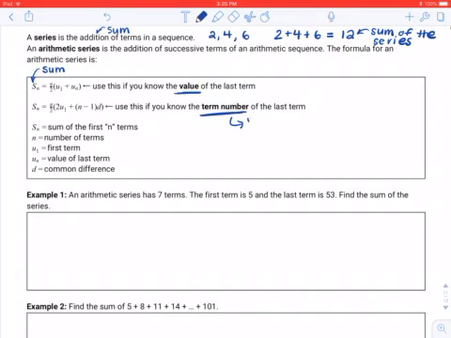So for example, if we were looking for the sum of the first 20 terms, we know the term number of the last term is going to be 20.